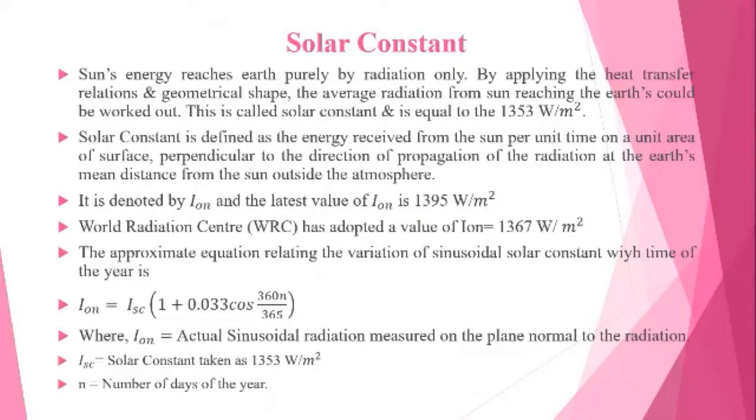Solar constant. Solar energy reaches the earth purely by radiation only, which means the sun's energy reaches the earth only in the form of radiation. By applying the heat transfer relations and geometrical shape, the average radiation from the sun reaching the earth could be worked out. This is called the solar constant and is equal to 1353 watt per meter square.